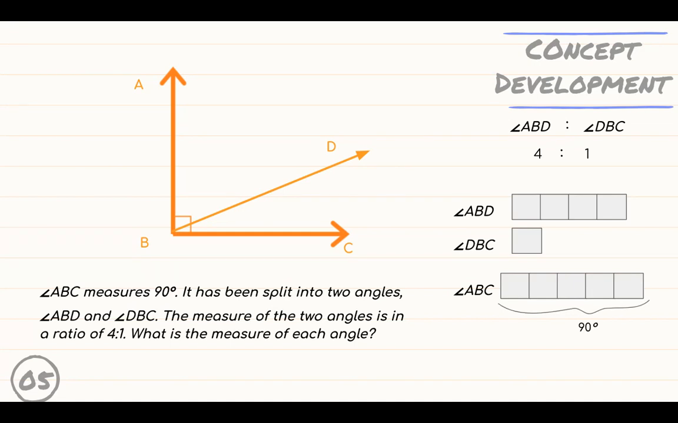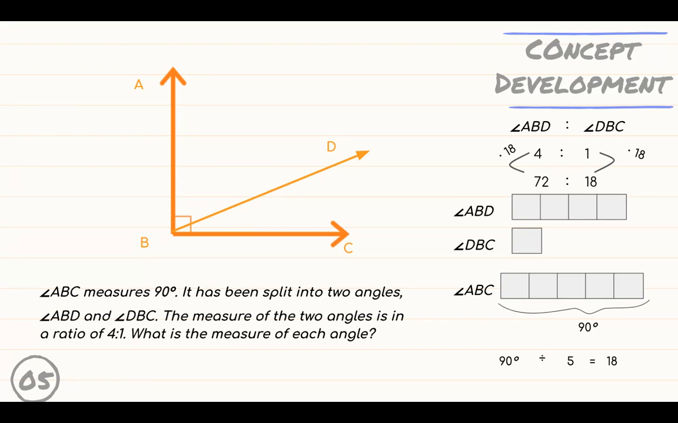I also know that those 5 units all together equal 90 degrees. So I'm going to divide. 90 degrees divided by the 5 units equals 18. Now I have to go back to my original ratio, and I'm going to multiply by 18. So I multiply 4 times 18, and what I do to one side, I do to the other. 4 times 18 is 72 to 18. So now I have an equivalent ratio.